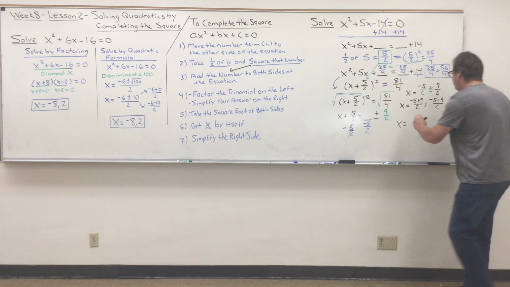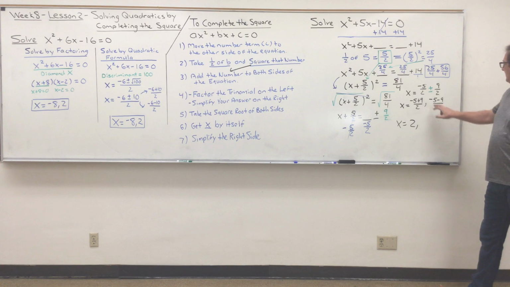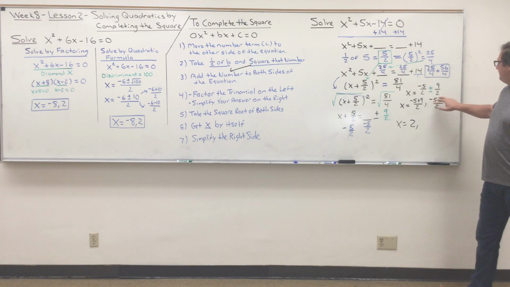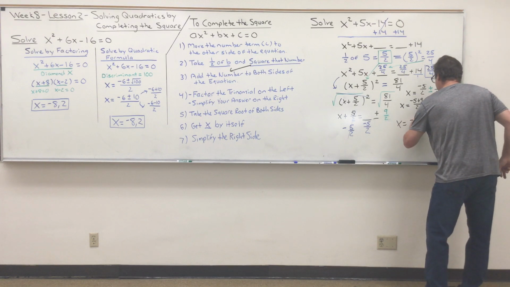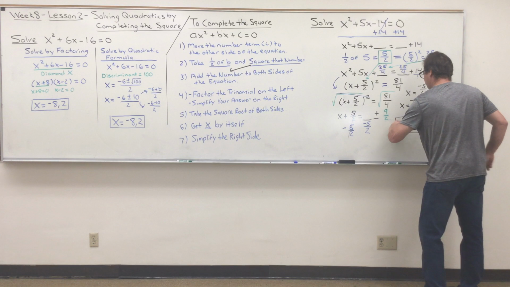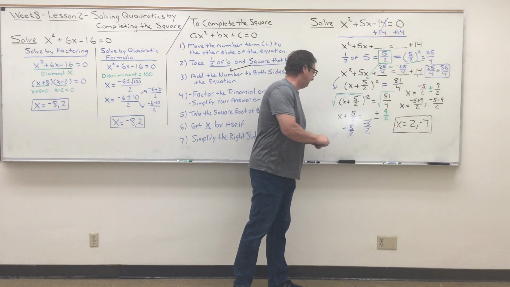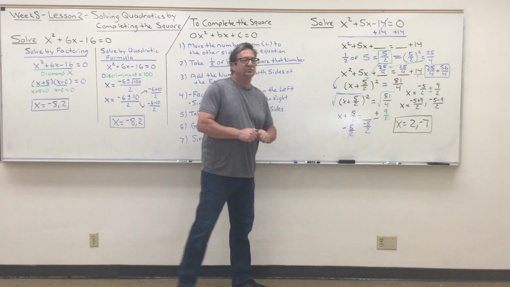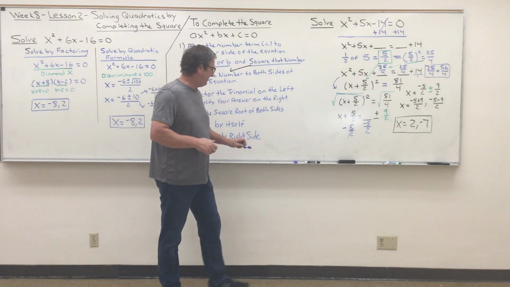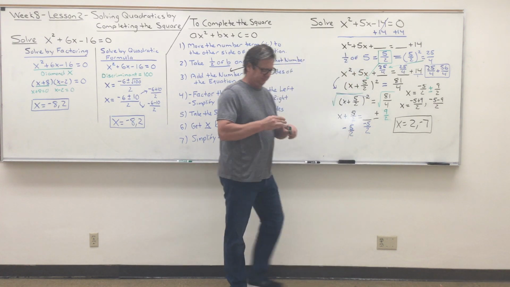4 over 2 is 2. -5 minus 9 is -14. -14 over 2 is -7. And we have our answer. 2, and x equals negative 7.